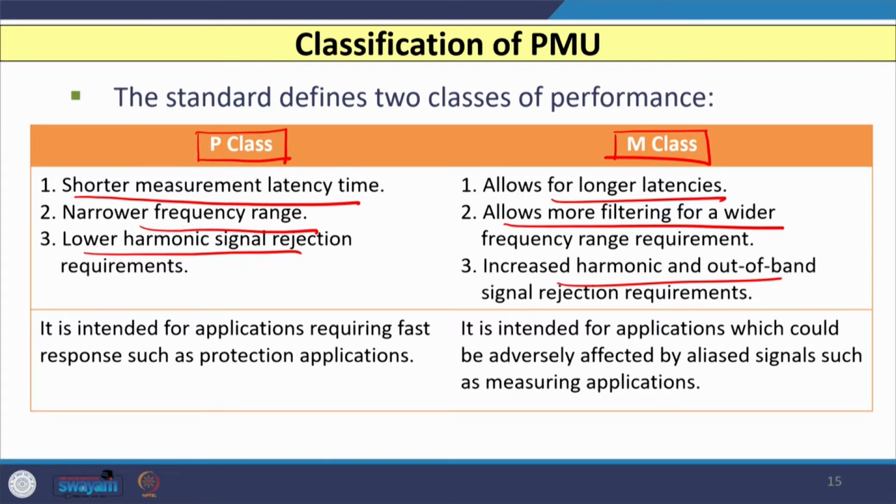Because of these three important points, the P-class PMU is used for fast response, particularly in protection applications, whereas the response of the M-class PMU is slow because of the higher latencies and the more filtering for a wider frequency range requirement, so this type of PMU is normally used for measuring applications. This is the main difference between the P-class PMU and the M-class PMU.